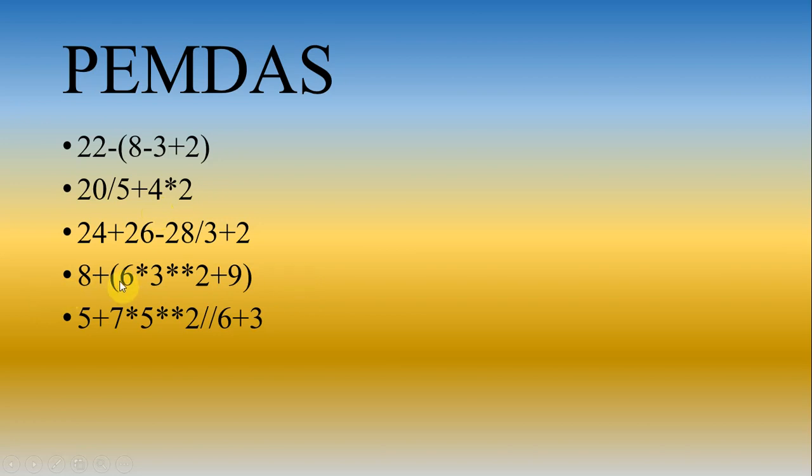We check. Do we have a parenthesis? Yes. So we solve inside the parenthesis. Do we have an exponentiation inside the parenthesis? Yes, we do. So we will first solve the exponent operator or the exponentiation operator. So 3 to the power 2 should give us 9. Now we store 9 here.